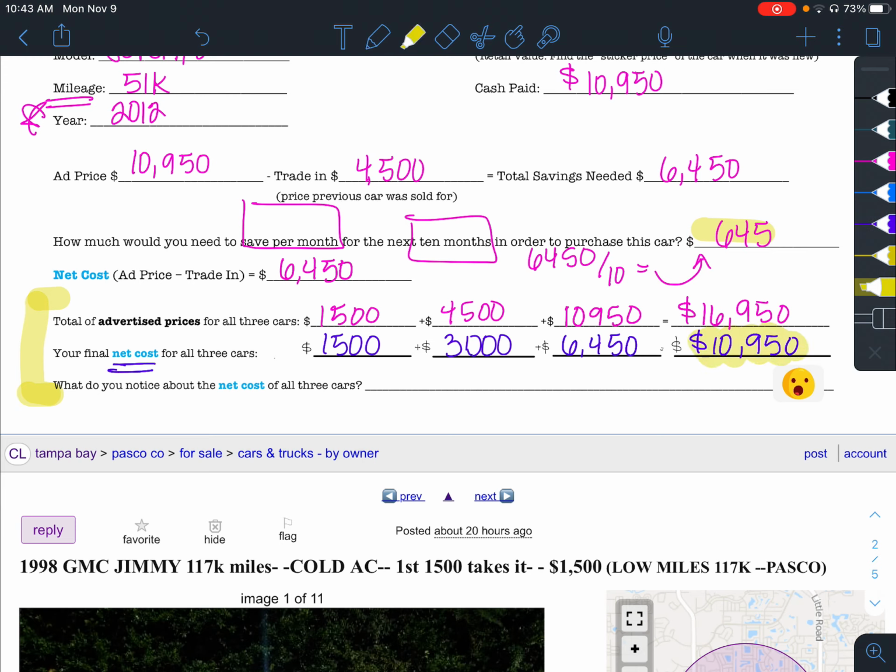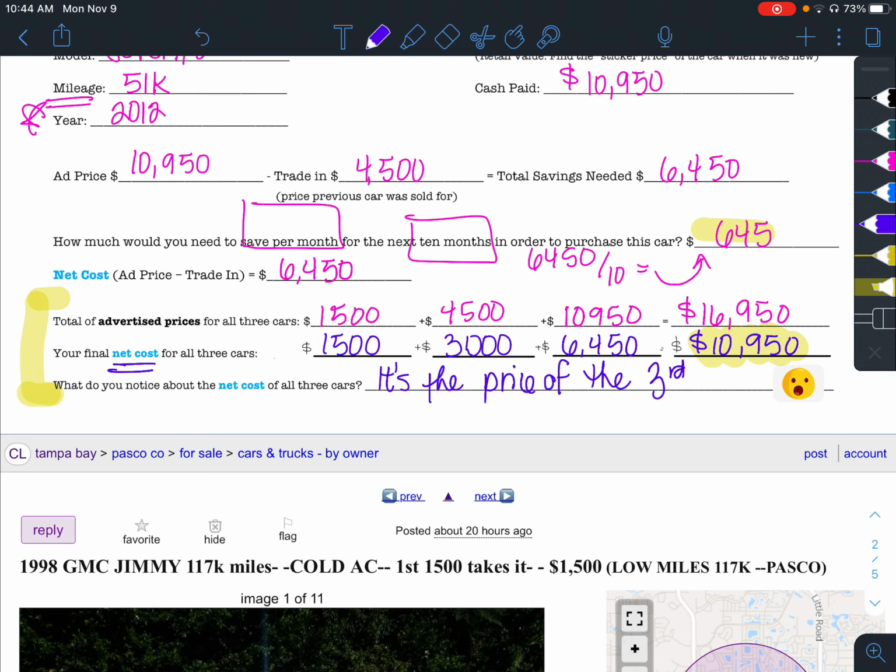This final question says, what do you notice about the net cost of all three cars? Well, the net cost, this number that I just filled in, is actually just the price of the final car. So it's the price of the third car. And this really is a way that you can upgrade vehicles. It doesn't have to be in a 10-month time span. It could be over 3 years. You save up and sell your current car, put it towards a new car, plus what you've saved. So save for 3 more years.